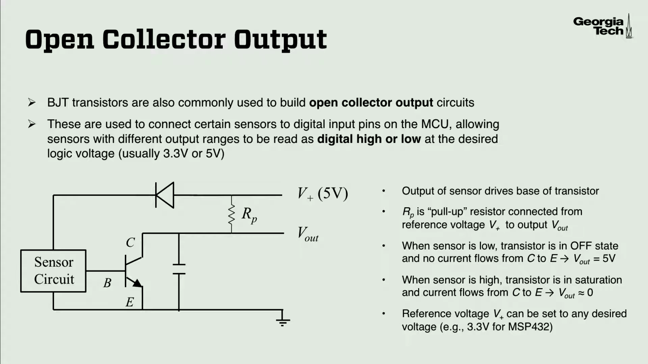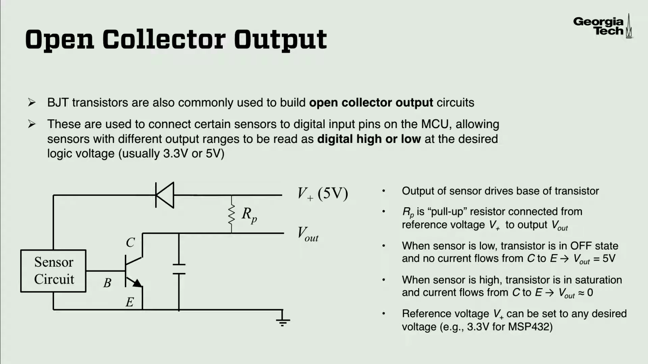Another element that's important is RP. That's the pull-up resistor that connects the reference voltage V plus to the output voltage connected to our collector. And that V plus is our digital logic voltage, 3.3 volts or 5 volts. When the sensor's digital low, so small enough to place the BJT in the off state, then no current's going to flow from the collector to the emitter, and thus V out is going to be 5 volts. There's no current flowing through that pull-up resistor.